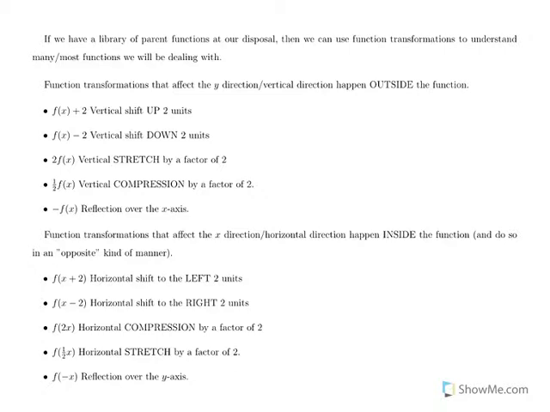So if I add or subtract a number to the outside of a function, that is going to be moving the function up or down. So f of x plus 2 is a vertical shift up 2 units. f of x minus 2 is a vertical shift down 2 units. If I multiply by some number, that is going to be stretching or compressing the function by a certain factor. If it's by 2, you stretch by a factor of 2. If you divide by 2, that's compressing by a factor of 2. And finally, if you do a negative on the outside, that's a reflection over the x-axis.